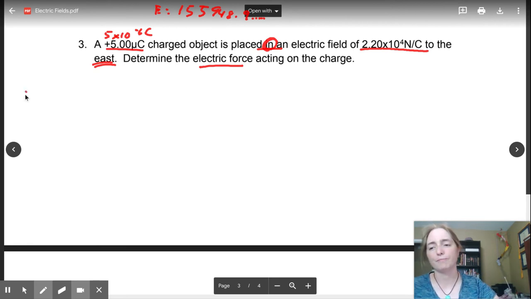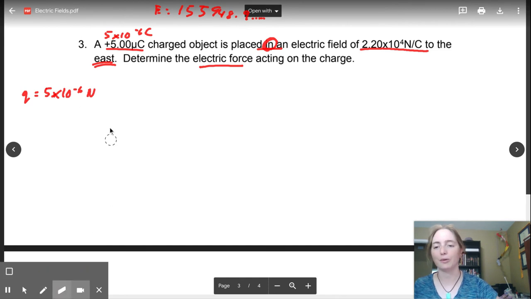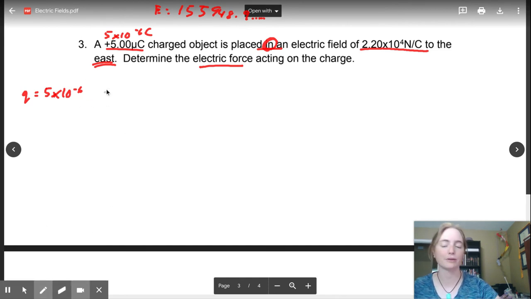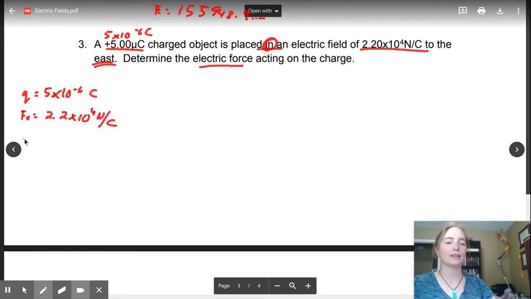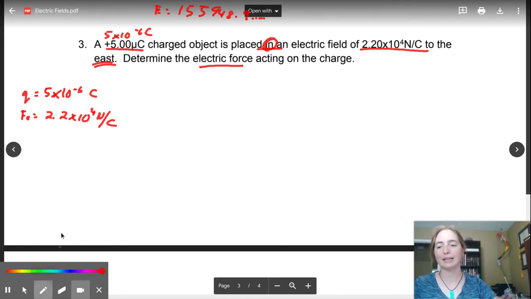I'll do magnitude first. So I've got Q of 5 times 10 to the power of negative 6. Whoops, I nearly wrote my wrong units. I would have cost myself half a point if that was the final answer. And then we've got our K as always, and we have our field of 2.2 times 10 to the power of 4 newtons per coulomb. And then, oh goodness, that's the field strength. That was silly. There we go. That's better. Okay, and we're trying to find the electric force.